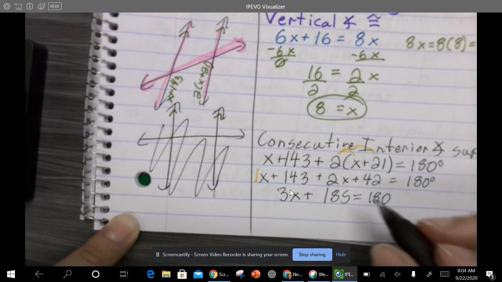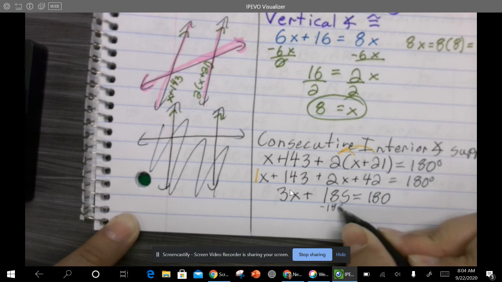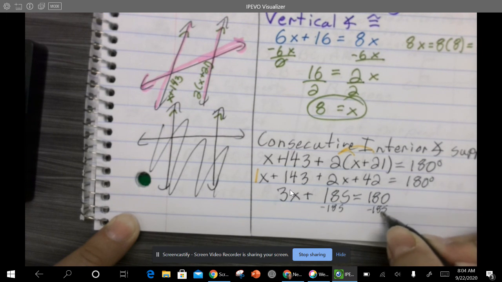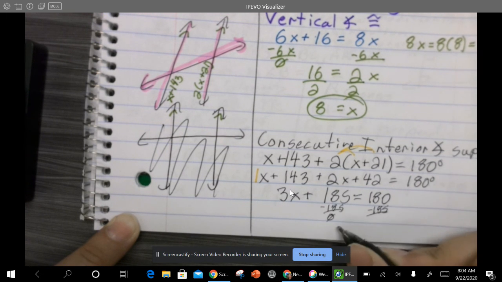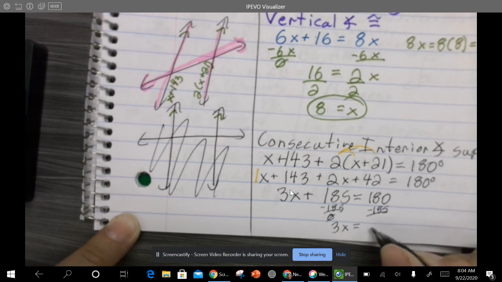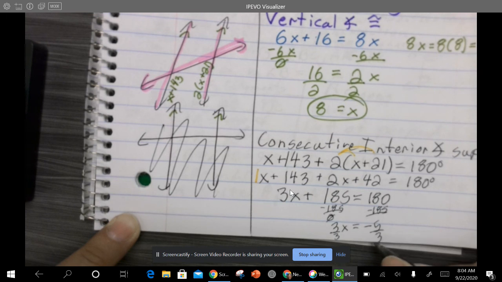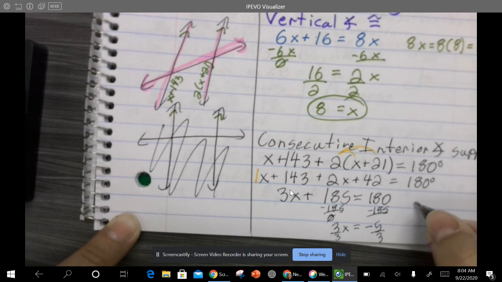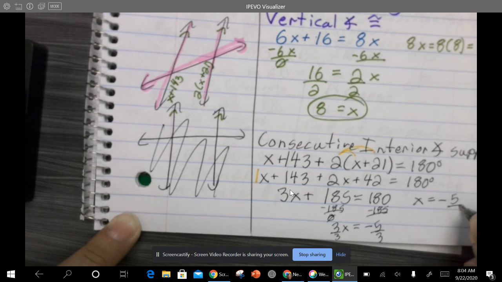Okay, I'm going to subtract it from both sides. So we're going to get 3x is equal to negative 5. Divide each side by 3. So we're going to get x is equal to negative 5/3.